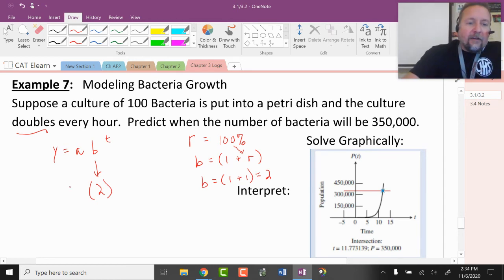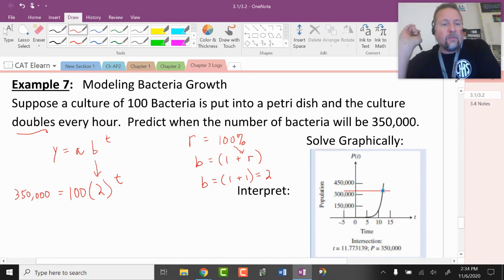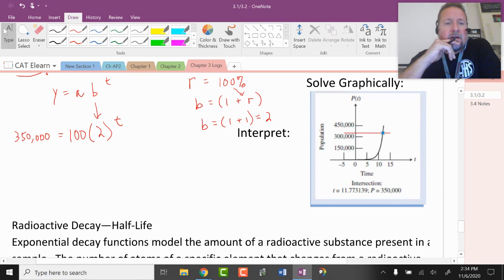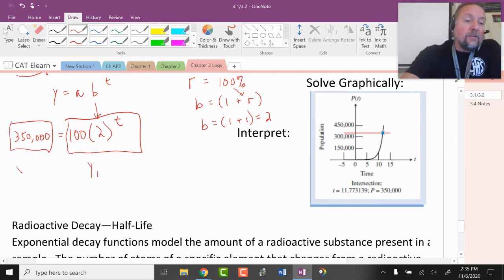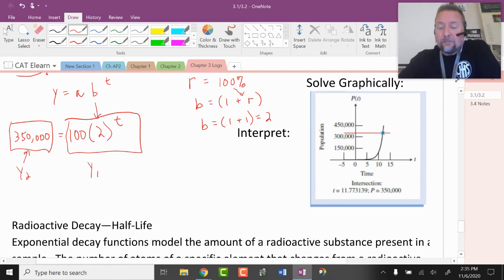Suppose a culture of 100 bacteria. Predict when it will be 350,000. Now, I wish we wouldn't have done this now. If I would have thought about it back in our CAT meeting, I would have said, you know what, let's save this question for after we do logarithms. But since we don't know what logarithms are, this is what we have to do. We have to go to our graphing calculator and put this in our Y1 screen, put this in our Y2 screen, and find the intersection between these two graphs.